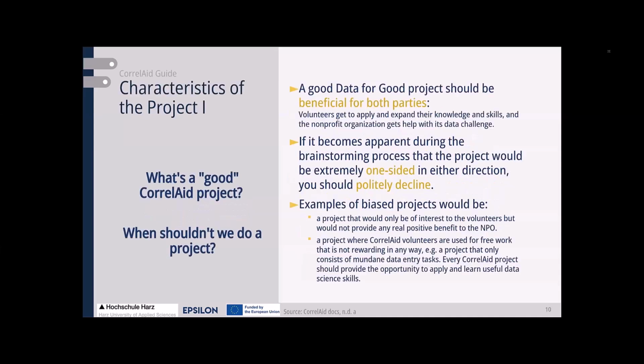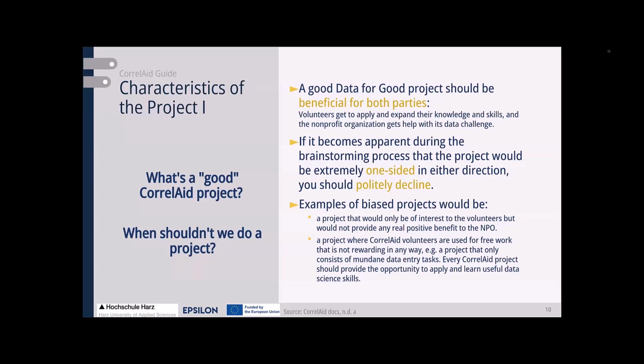So after you've checked your partner, it comes to the characteristics of the project itself. There the main question is, what's a good data for good project? Or in our case, as we derive this knowledge from CorrelAid interviews and also from the documents which are available, we were presenting the perspective from CorrelAid here. So the question is, when shouldn't we do a project? Here, the main goal is that the data for good project is beneficial for both parties. This means it should be a win-win situation, but not in monetary terms.